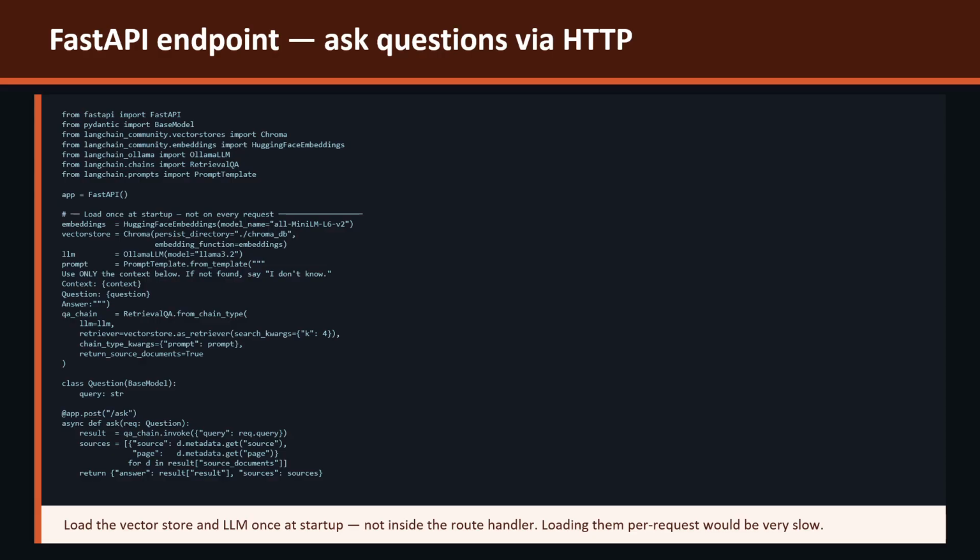The route handler is small and clean. It takes a question object with a query field, passes it to the chain, and returns both the answer text and the source document metadata. The source metadata tells the caller which files and pages were used to generate the answer.